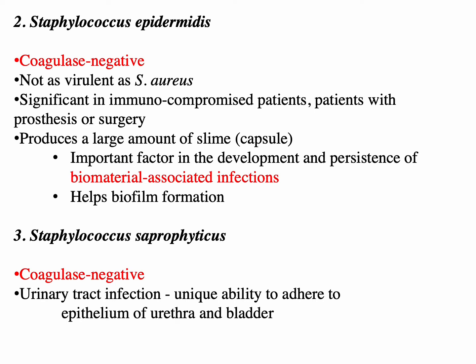So we're going to finish off by talking about the third organism of Staphylococcus, called Staphylococcus saprophyticus. This is also a coagulase negative organism, but this organism is mostly limited to urinary tract infection. The urinary tract is a place where they hang out, so they can adhere to the epithelium of the urethra and bladder. Given the right conditions, they can cause infection in the urinary tract.